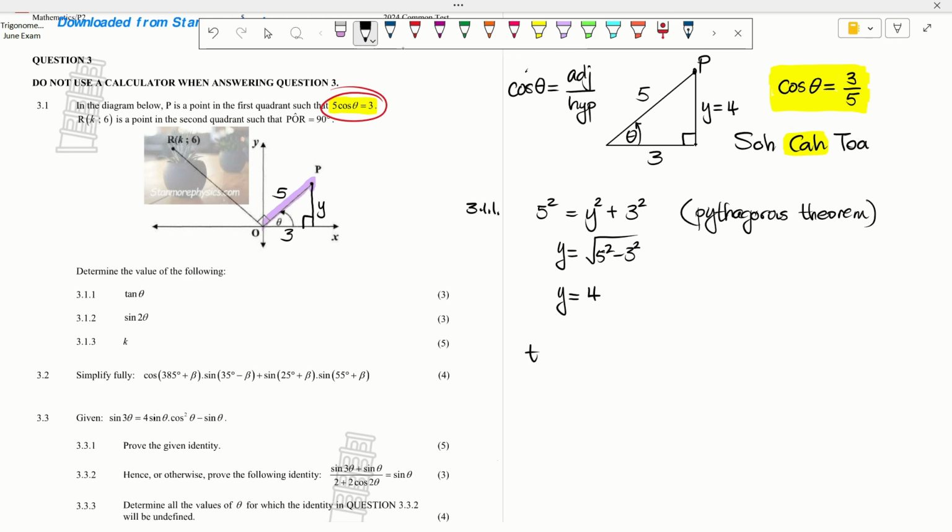3.1.1 specifically asks me to find tan theta. Tan theta from SOHCAHTOA is defined as opposite over adjacent. My opposite side, you'll all agree, is 4, and my adjacent side is 3. So to answer the first question, tan theta is equal to 4/3. You can see the first 2 marks come from the Pythagoras, and the last mark comes from actually answering the question. So 3 marks in total for that.